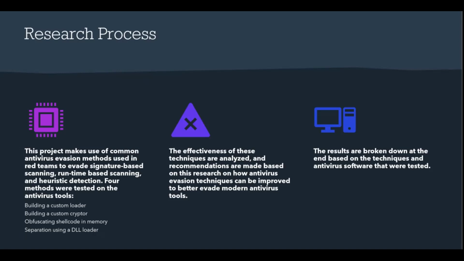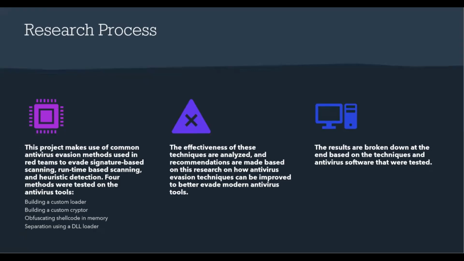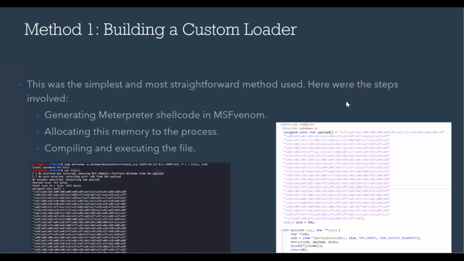By effectiveness, I'm measuring: is Meterpreter able to connect to the target system? And are we able to execute all of the different commands in Meterpreter? So that's how I'm measuring effectiveness. And at the end, I'll compare these methods and show different results of what worked and what didn't work. So the first method I did was building a custom loader.